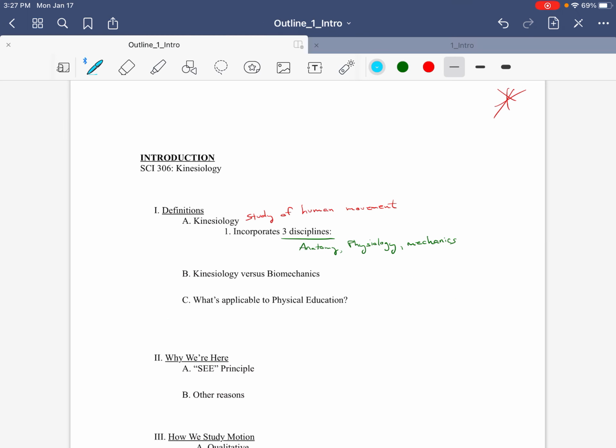Okay, so we talked about kinesiology. We talked about it's an umbrella term that can incorporate biomechanics. We talked about kinesiology versus a specific subset of biomechanics. We talked about the 3 specific disciplines that we'll be focusing on in our study of human movement or kinesiology: anatomy, physiology, and mechanics. Aren't you excited? Ha, ha, ha. So most of you in this class, I know not all, but many of you, are physical education majors.